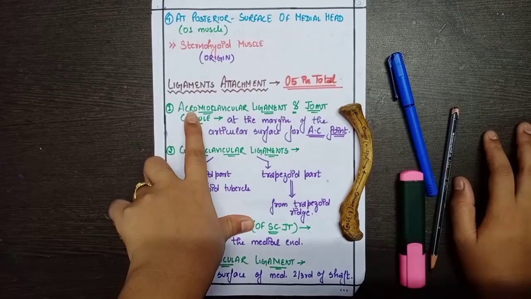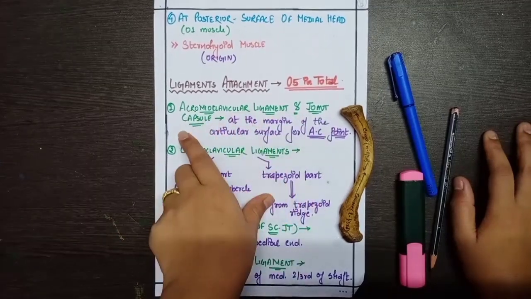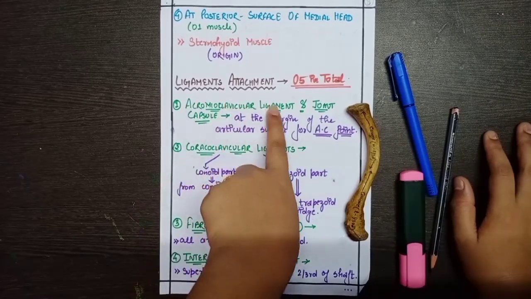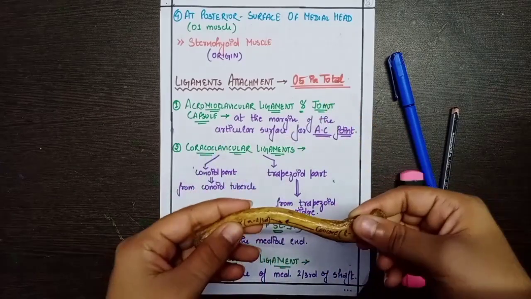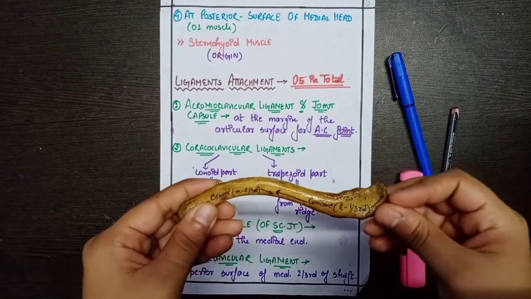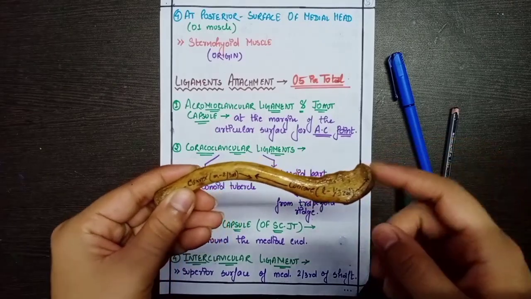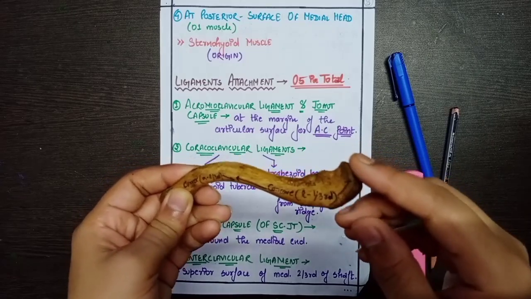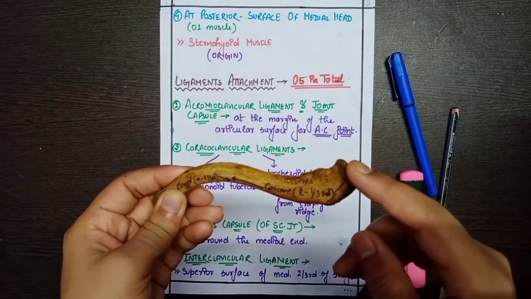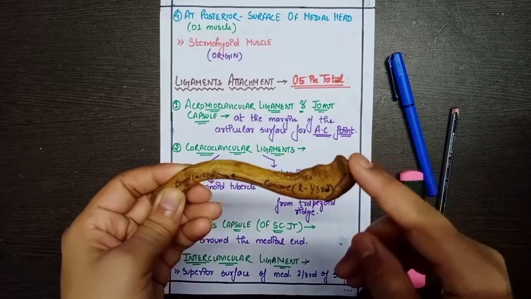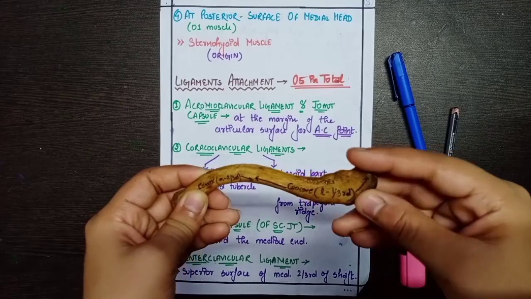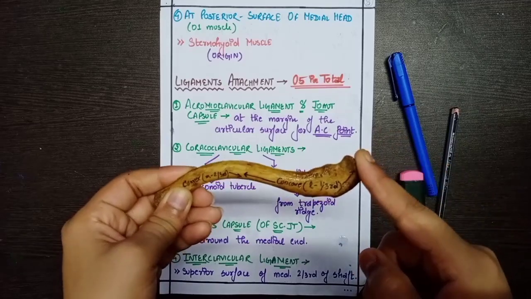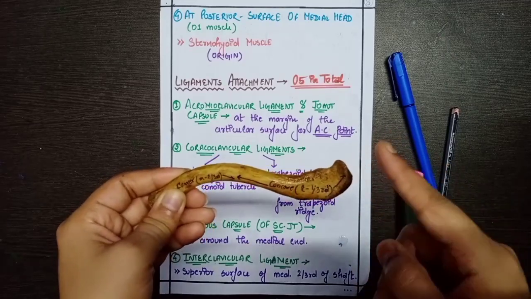So the first one is your acromioclavicular ligament and the joint capsule. This is the joint capsule of your acromioclavicular joint. Okay. So acromioclavicular ligament and the joint capsule. From where do they arise? From the margin of the articular surface of the acromioclavicular joint. See, I told you that on the lateral side there is a facet present that articulates with the acromion process of the scapula and forms the acromioclavicular joint, right? So this facet all over has a ligament that is your acromioclavicular ligament, and also the joint capsule of the AC joint, that is your acromioclavicular joint.